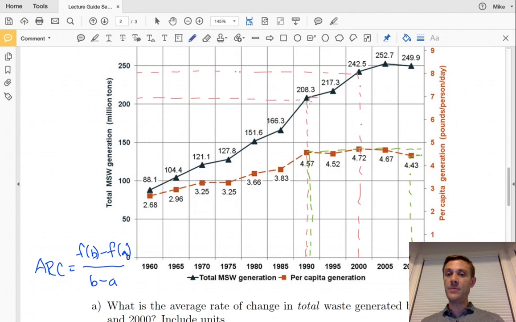And it's kind of wild because it happens at the same time that total waste was, for the most part, rising. So per capita waste went down, total waste went up. So that's an interesting thing.